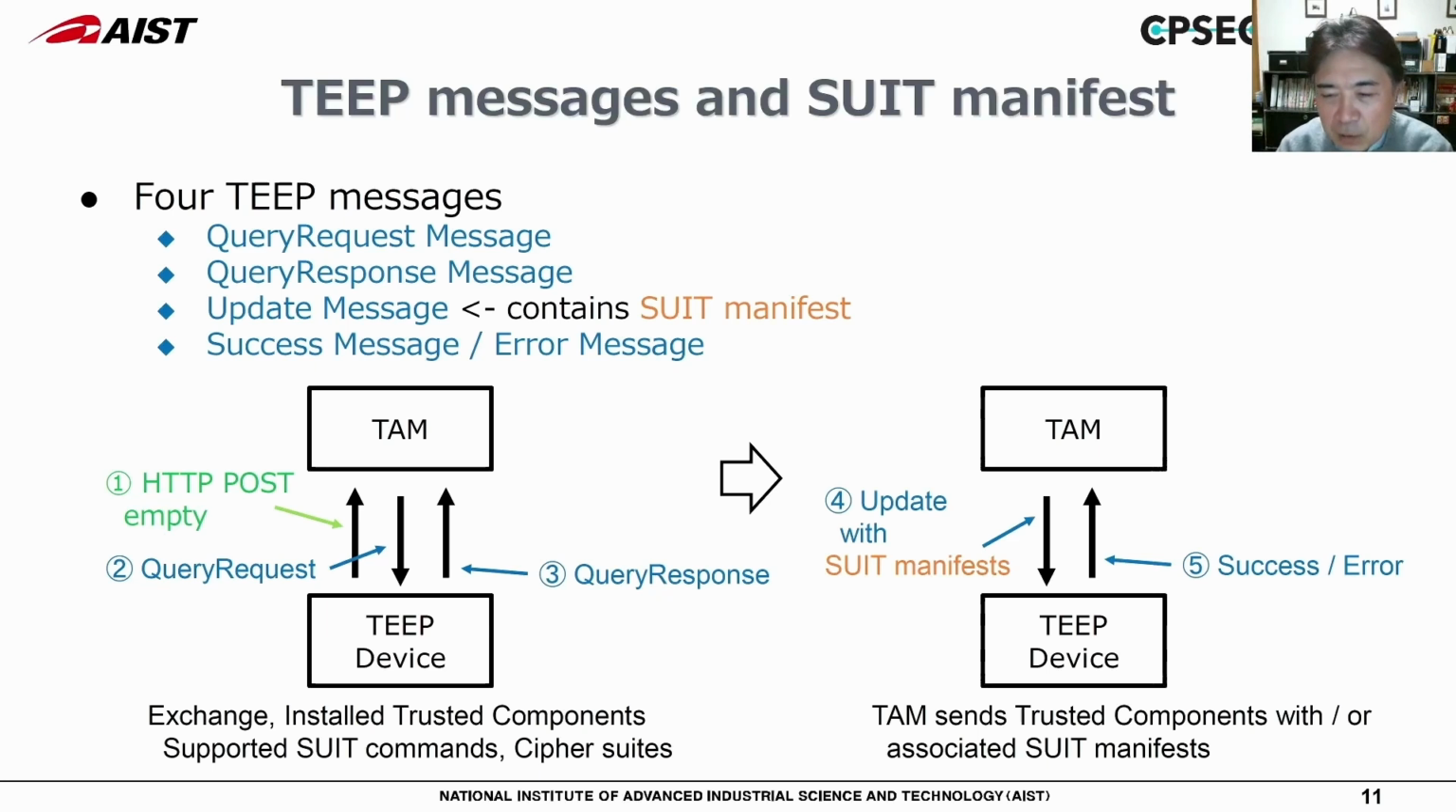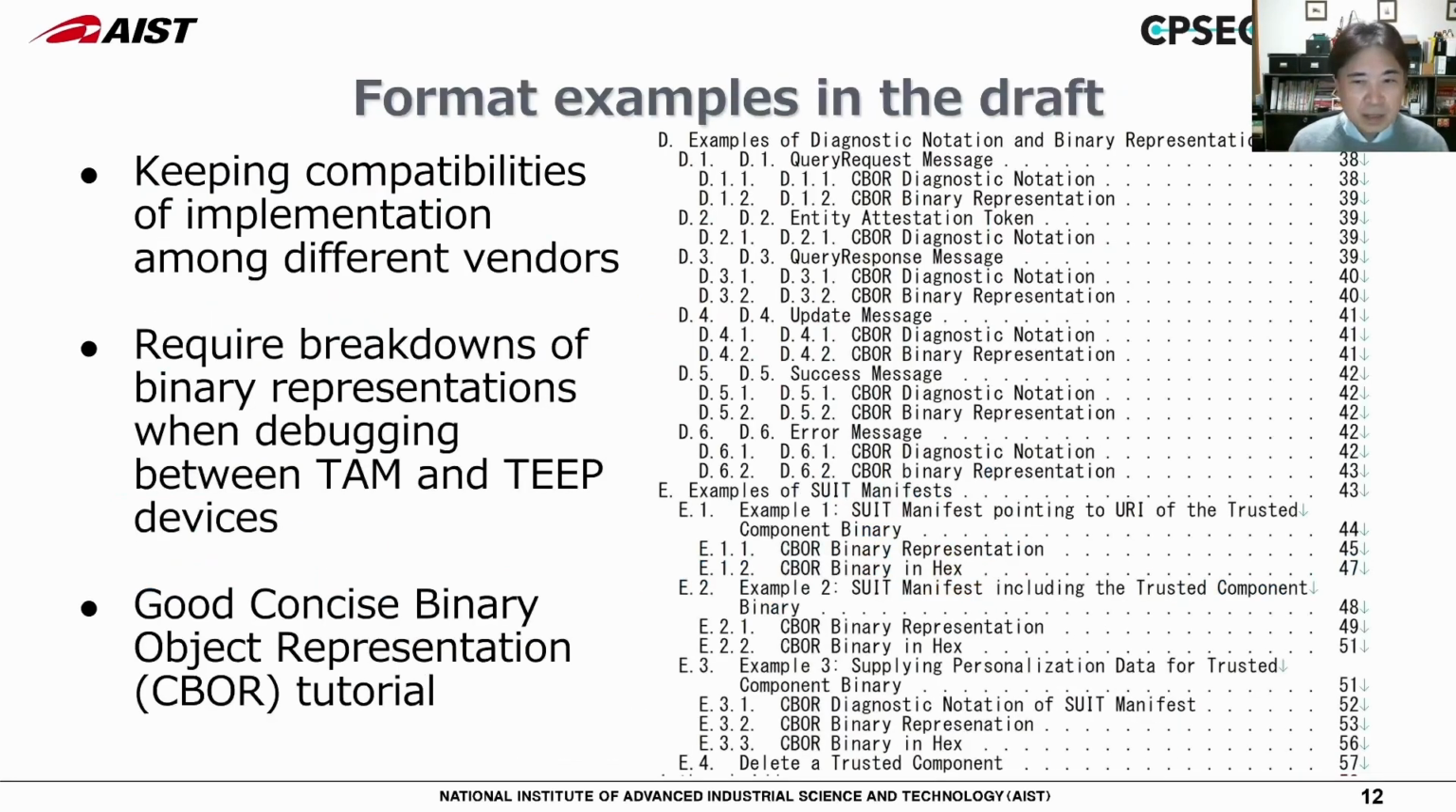And then on the right side, the TAM is sending the binary to the TEEP devices and updating, installing, or deleting the trusted application or personalization data in the TEEP device. We are really going to deep dive. The format of the TEEP and SUIT manifest is written in CBOR. CBOR is Concise Binary Object Representation.